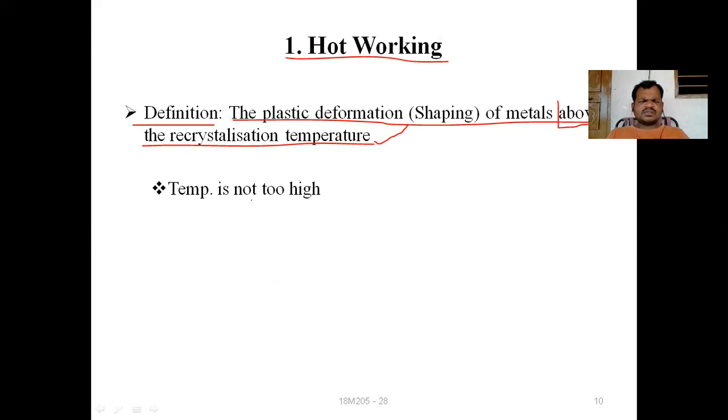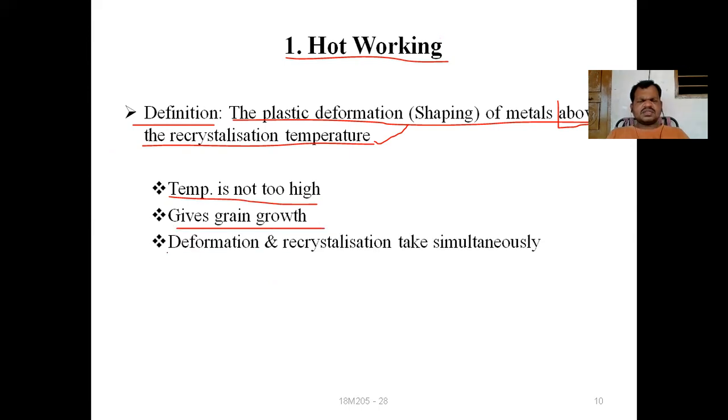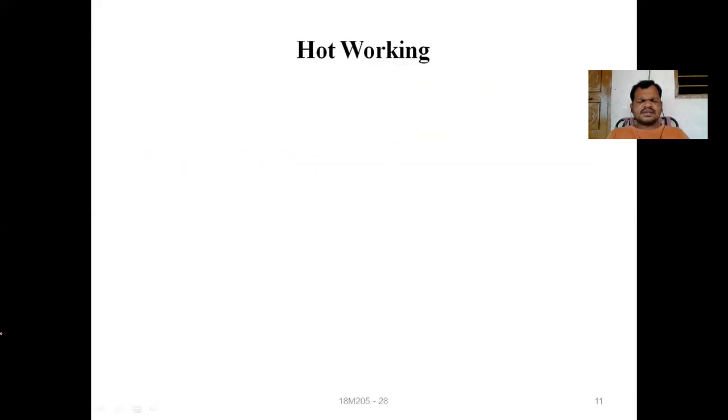The temperature is not too high, and it gives grain growth. Deformation and recrystallization take place simultaneously, and there is no distortion of grains.